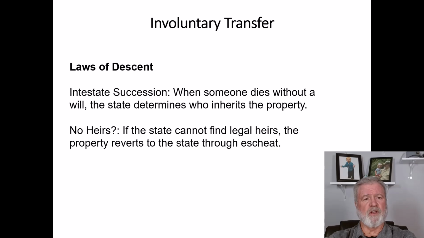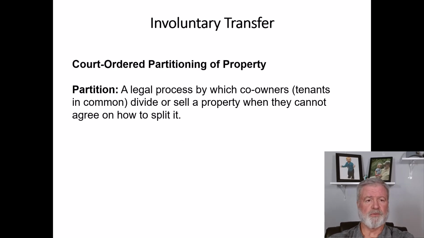But then we have these laws of descent. Y'all still talking about escheat. Intestate succession. When someone dies without a will, the state determines who inherits the property. Y'all, we just talked about that. If there are no heirs, cannot find any legal heirs, y'all, it goes over to the state. But then we may have to partition the property.